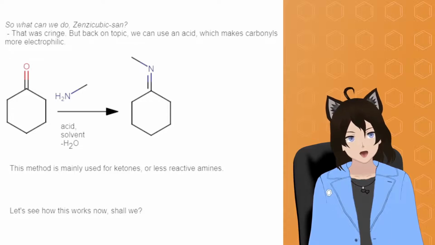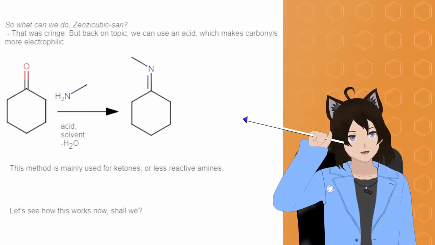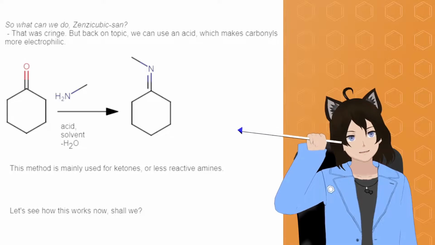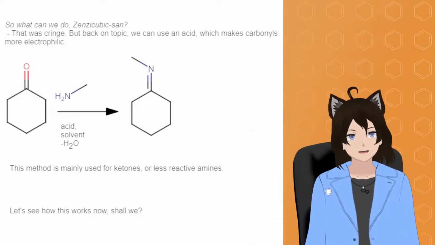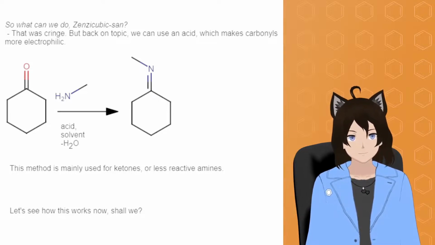But back on topic, we can use an acid which protonates carbonyls, making them a little more electrophilic. Here I have cyclohexanone reacting with methylamine to form N-cyclohexylidene methylamine, or cyclohexanone methylamine imine. This method is mainly used for ketones or less reactive amines. So now, let's see how this works, shall we?